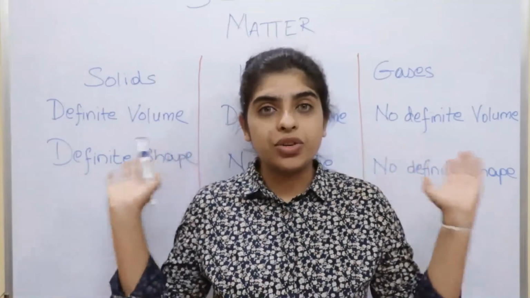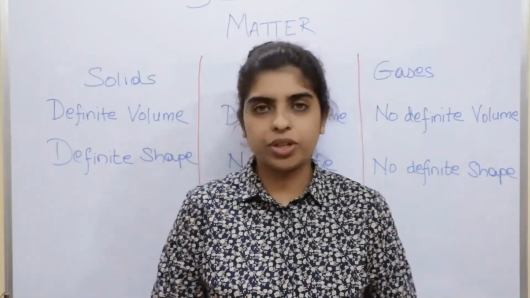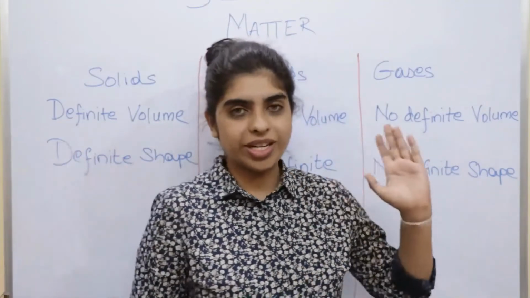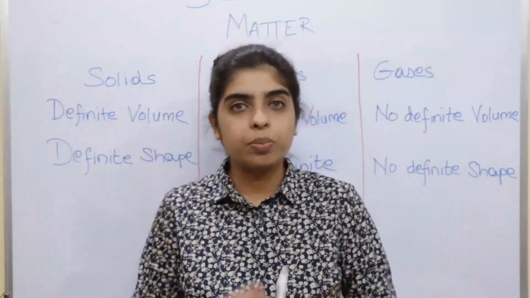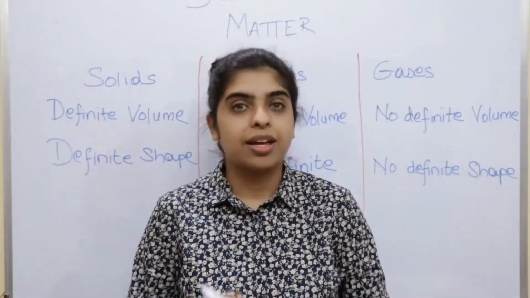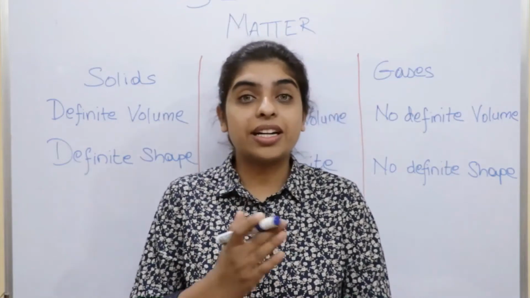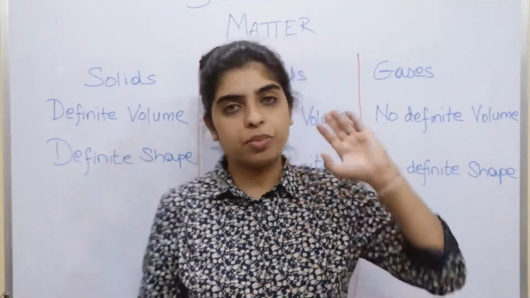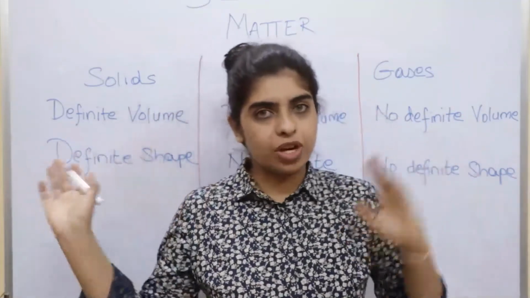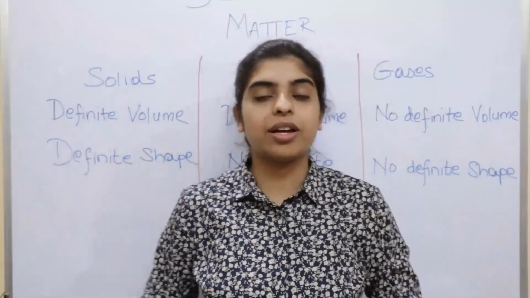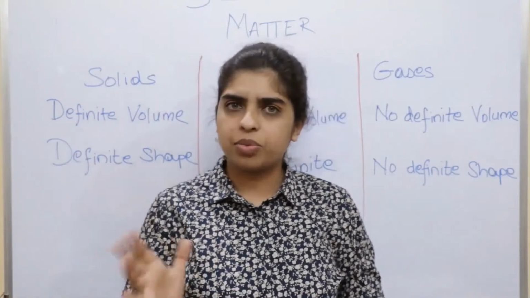Then what are these three states of matter? So matter comes in three states. All of you know those: solids, liquids and gases. Do these three have their own properties? Yes. There are some properties that distinguish solids from liquids and gases, and liquids from solids and gases the same way. What are these properties?